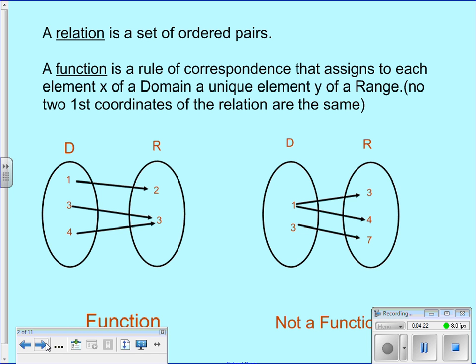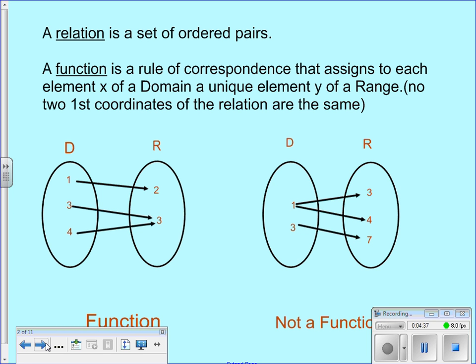No two first coordinates of a relation are the same. Every x has a y. There are no two y's. One x does not have two y's. Okay, one y may have several x's.